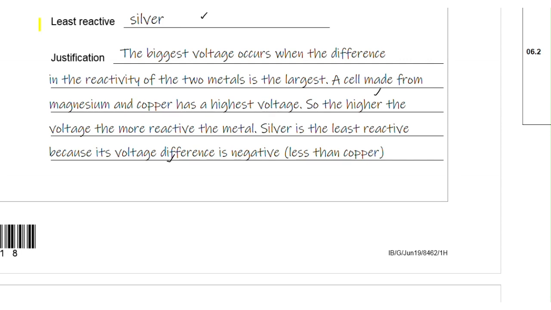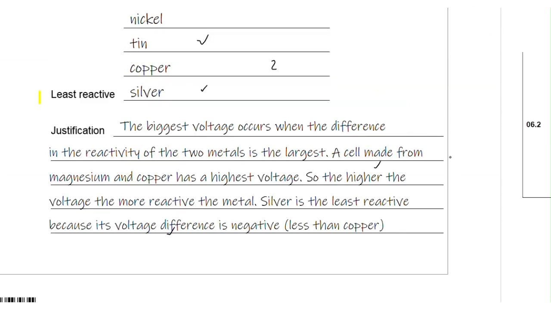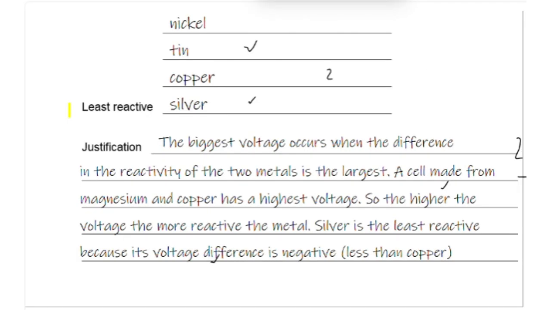So we get 1 mark for saying the higher the voltage, the more reactive the metal, and the second and eventually 4th mark will be the silver is the least reactive because its voltage difference is negative, and that's important. When this was answered, not many students got that correct.